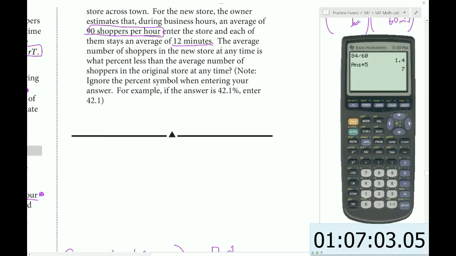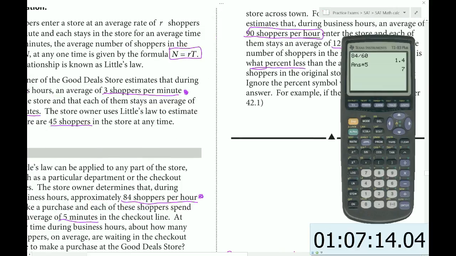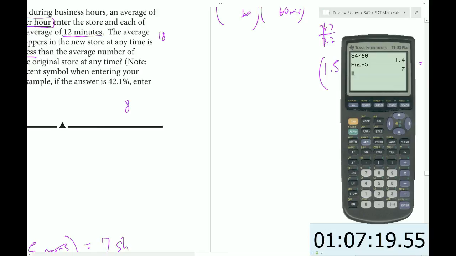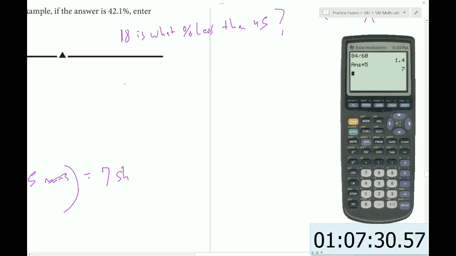Okay. The average number of shoppers in the new store, which we just found to be 18, is what percent less than the average number of shoppers in the original store? Okay. So the original store had 45 shoppers. So the question is, 18 is what percent less than 45? And to turn that English into math, we use our Math English Dictionary. So 18 is means equals, what percent less than? So that is a multiplier. So we'll call the multiplier x right now, and we'll do 45.